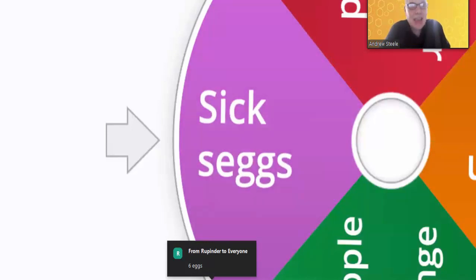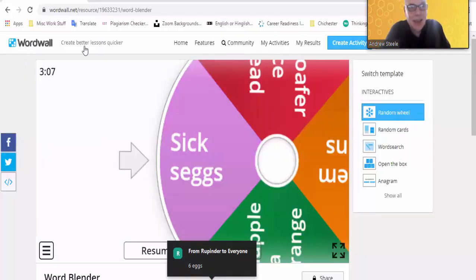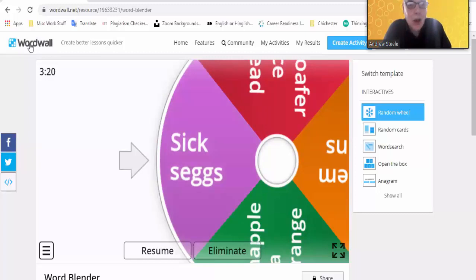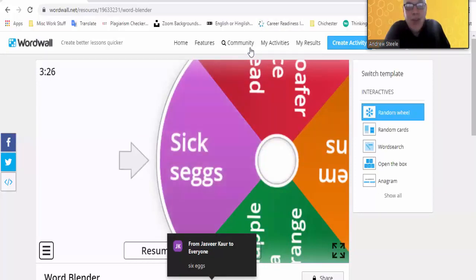You can make activities like this if you look at this website, Word Wall. I don't know if any of you have used Word Wall. It's an excellent website for creating classroom activities that learners can use with you in the class or they can use at home. So do have a look at Word Wall. Very flexible resource for a whole range of different activities.